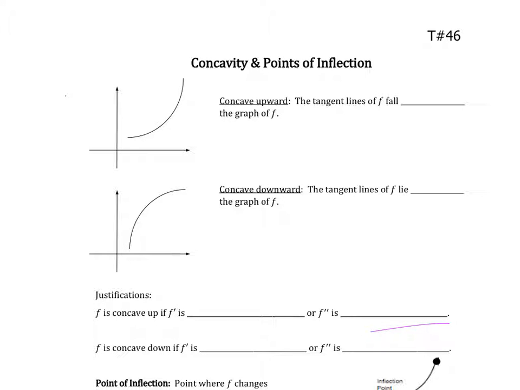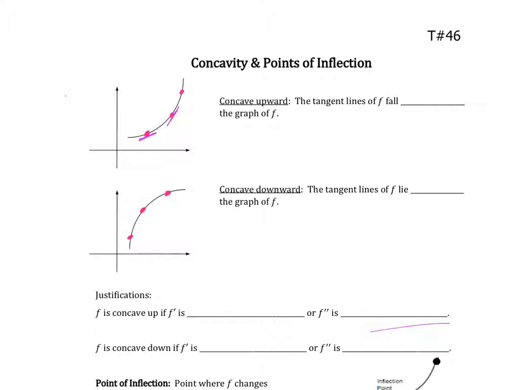All right, so let's talk about topic 46, concavity and points of inflection. Now you're going to see a lot of similarities from what we did yesterday, but let's see what concave up and concave down means. So I'm going to put some points along this curve, and I'd like for you to draw in just the tangent lines at those points. So stop the video and draw those tangent lines.